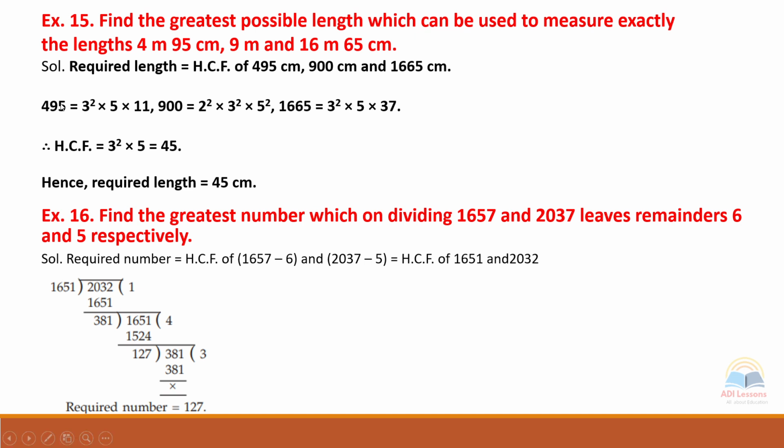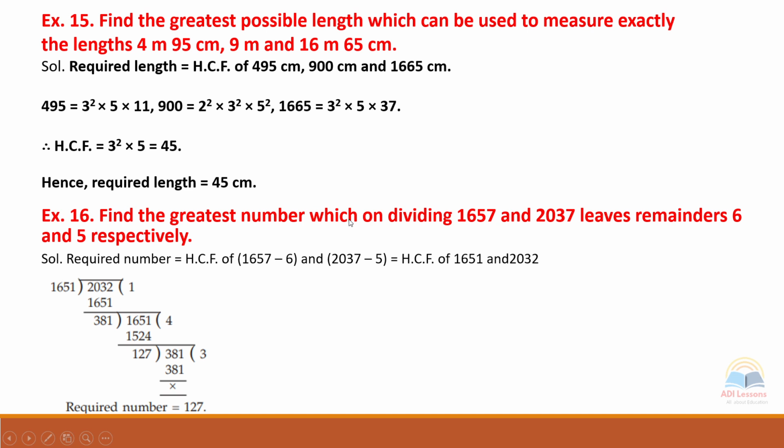495 is equal to 3 square into 5 into 11. 900 equal to 2 square into 3 square into 5 square. 1665 equal to 3 square into 5 into 37. So HCF, least powers of common factors. So here 3 square and 5 are the least powers of common factors. So 3 square into 5 equal to 45. Hence required length is equal to 45 centimeters.